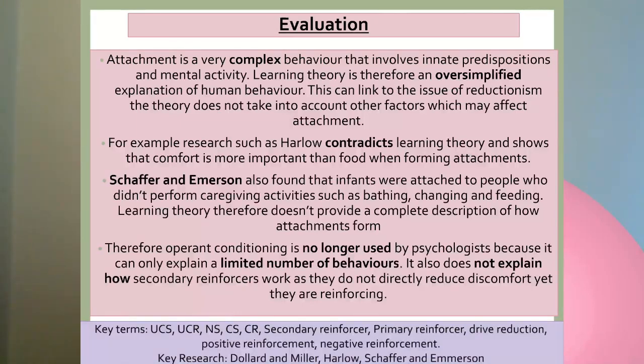So operant conditioning isn't necessarily used by psychologists as much anymore, because it only explains a limited number of behaviours. It also sees the infant as being quite passive in terms of attachment, when actually, when we think about interactional synchrony and reciprocity, the infant's more active according to those theories, so that kind of goes against it. It also doesn't explain how secondary reinforcers work, because they don't directly reduce the discomfort, because it's the food, not the secondary reinforcer necessarily, that always reduces the discomfort. So why are they connected in that way?